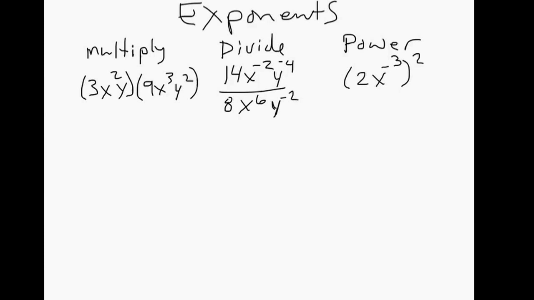Alright, exponent rules. Remember that exponents kind of go by their own rules. In the exponent world, multiply really means to add. So we multiply our numbers. 3 times 9 is 27. But when we get to the exponents, we add them.